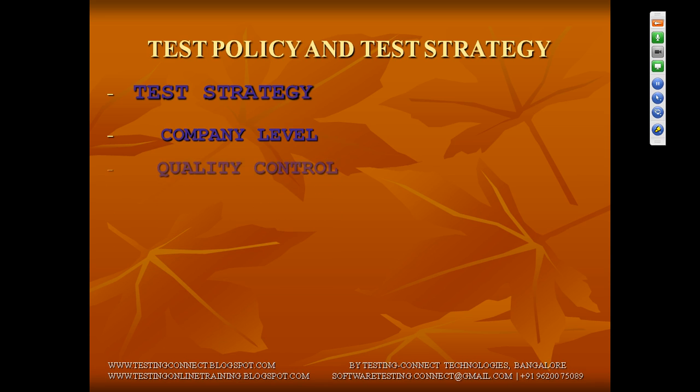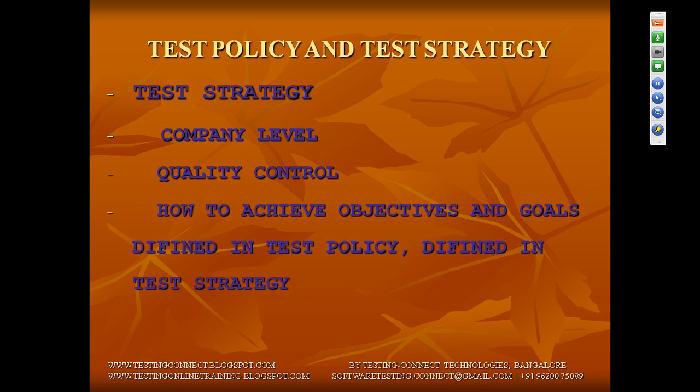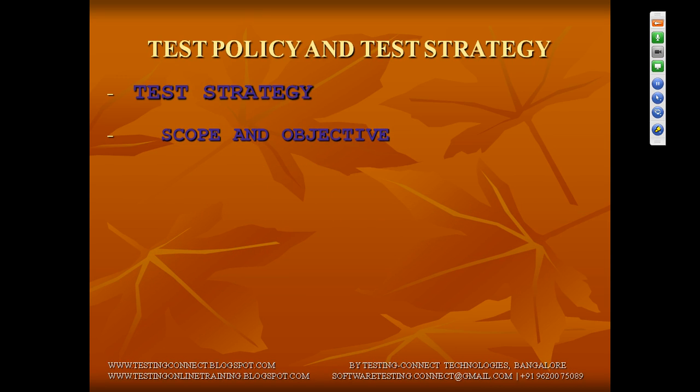Okay, so this is again a company-level document that comes up by quality control. As I said, how to achieve the objectives and goals defined in the test policy comes up in the test strategy. Those steps come up in the test strategy. Here you will come across so many steps. You don't have to remember all these steps. If you remember, that is better. If you don't, you can leave it, absolutely no issues, but try to remember the overall idea. At a very high level, what is test strategy, what is test policy, if you are aware of that, that is enough. Okay, so in the test strategy you will come across 15 steps.